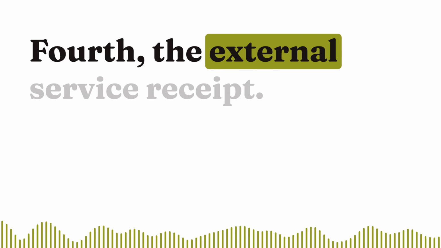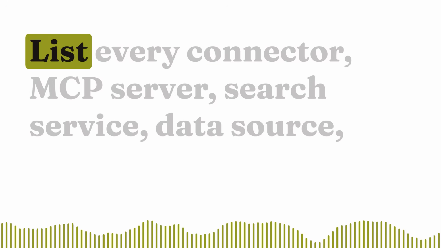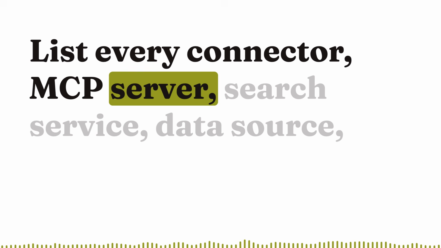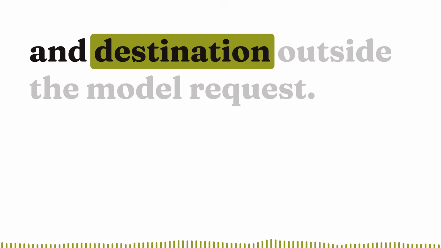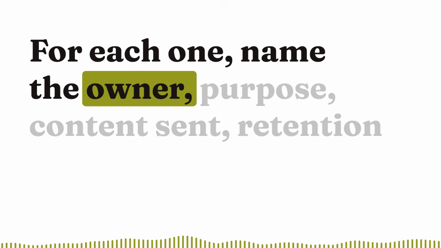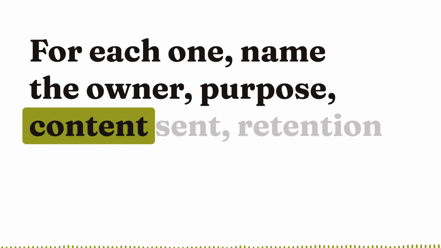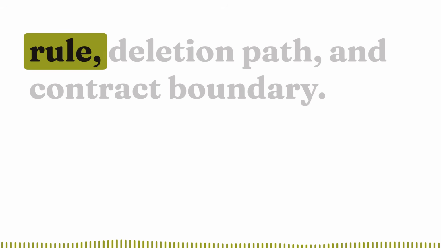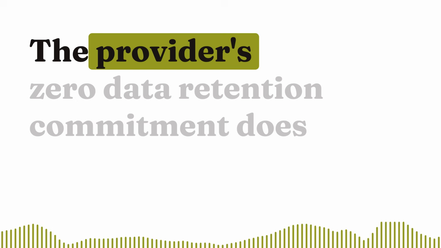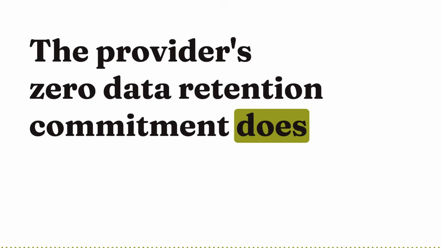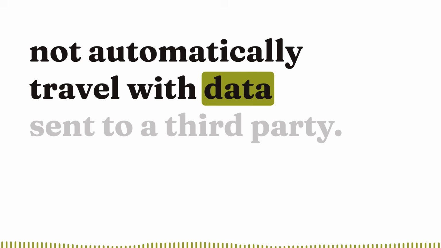Fourth, the external service receipt. List every connector, MCP server, search service, data source, and destination outside the model request. For each one, name the owner, purpose, content sent, retention rule, deletion path, and contract boundary. Decision rule. The provider's 0 data retention commitment does not automatically travel with data sent to a third party.